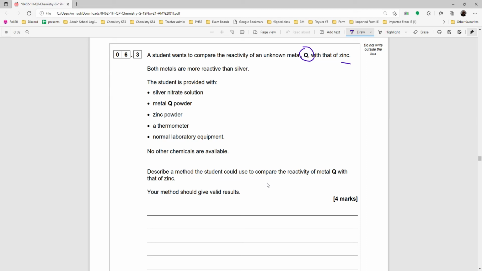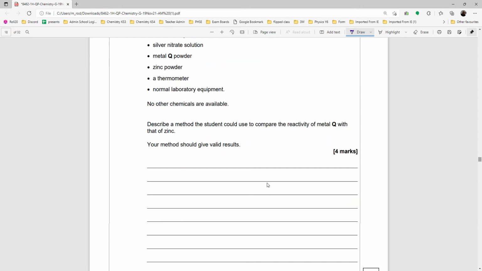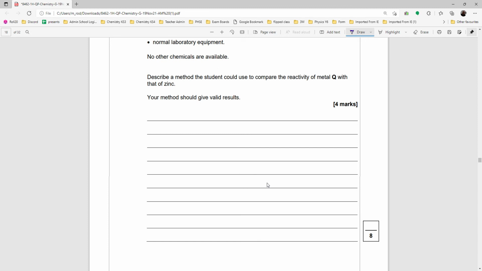Welcome back to the 2021 GCSE paper, Higher Single Award, and we're now on 6.3. We're continuing on where we left off, where the student wants to compare the reactivity of a known metal Q with zinc. Well, then they've given you this equipment. To do this, it's just quite simply, like hopefully you've done in the past before, which is describe a method.